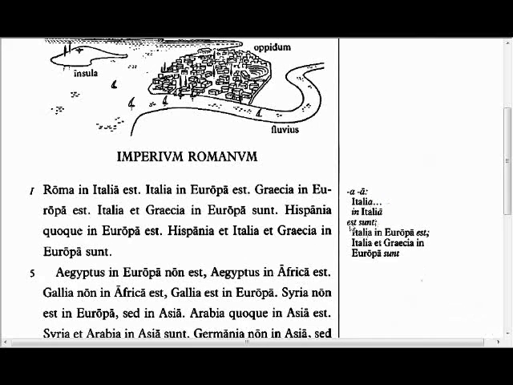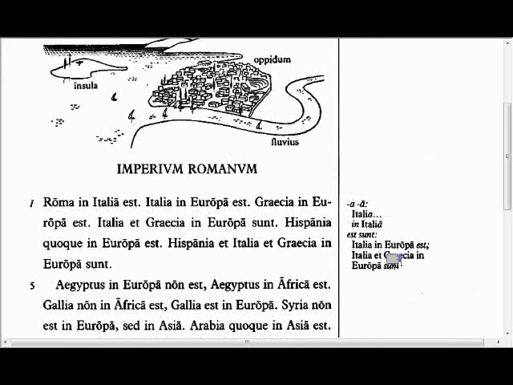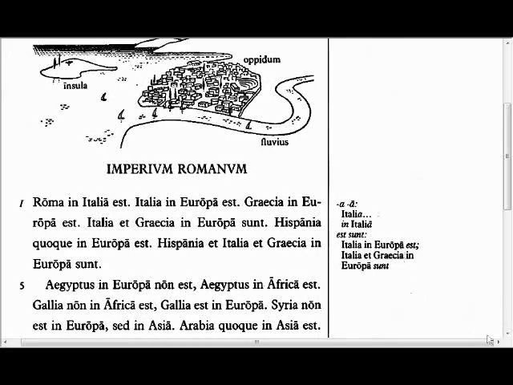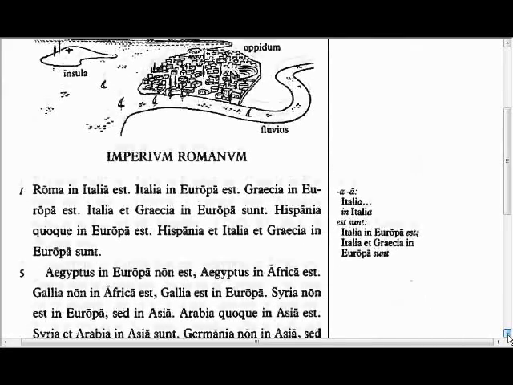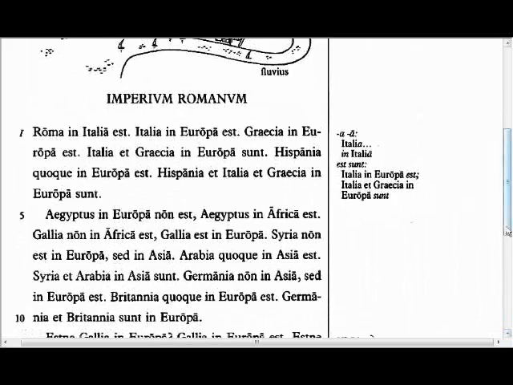Here we have another grammar note, est and sunt. Italia in Europa est, Italia et Graecia in Europa sunt. What this grammar note is telling us is that est is used when you have a singular, so Italia, Italy, is in Europe, Italia in Europa est. Italia et Graecia, we have 2 subjects, Italy and Greece, in Europa sunt. So the verb changes based on the number, singular or plural. So that's a grammar note.